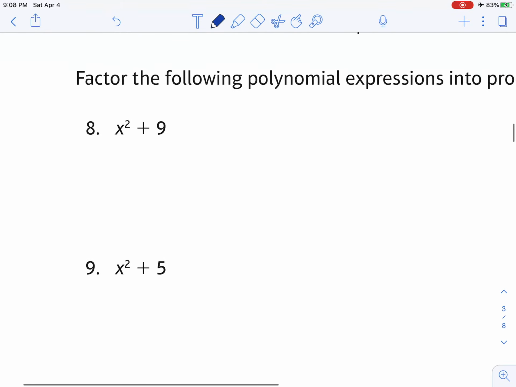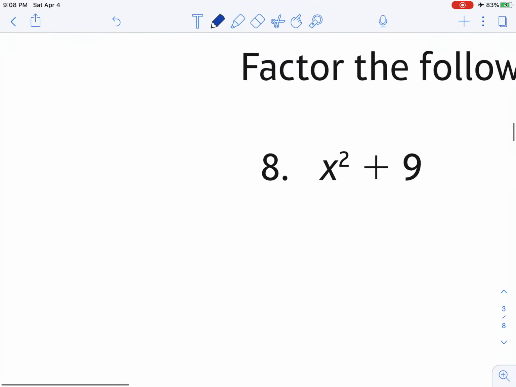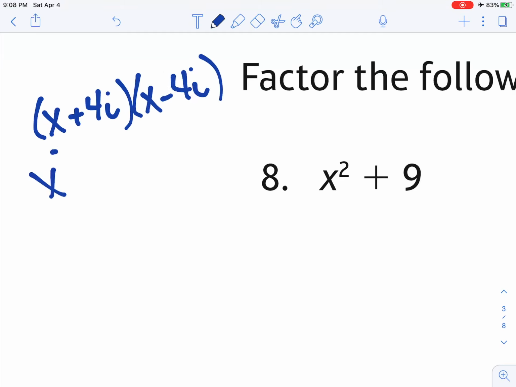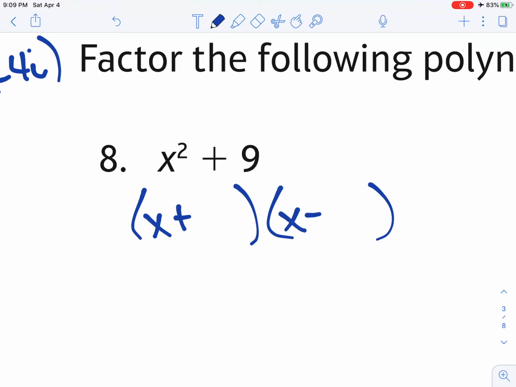I know you have questions. We're going to do it again in a second. So remember on the ones we just did, if I had x plus 4i and x minus 4i, that is just going to be x squared plus 16. So we're going to look at this. What times itself gets x squared? x. One of them is going to be plus, one of them is going to be minus, and this would be 3i and 3i.